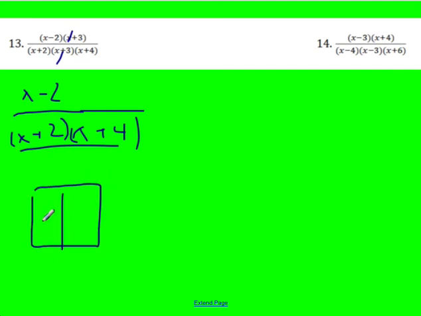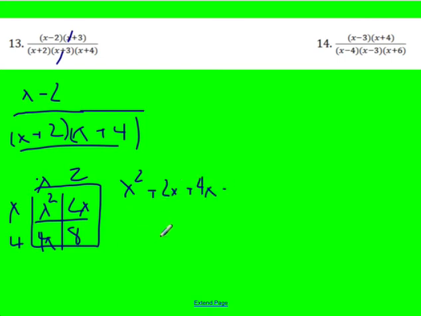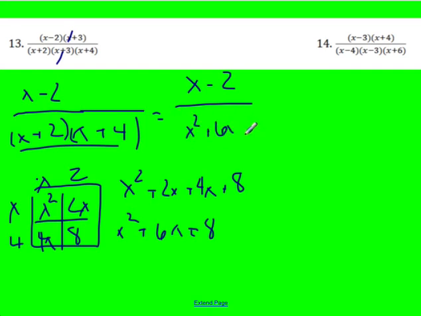So I do that using the box method. So I have x plus 2, x plus 4. So I'm going to multiply x times x is x squared, 2 times x is 2x, 4 times x is 4x, and 2 times 4 is 8. So then I'm going to write out all those terms. So I have x squared plus 2x plus 4x plus 8, and then I get x squared plus 6x plus 8. So now what I want to do is write that back into the original expression. So what I end up getting is x minus 2 divided by x squared plus 6x plus 8. So that is my simplified rational expression.